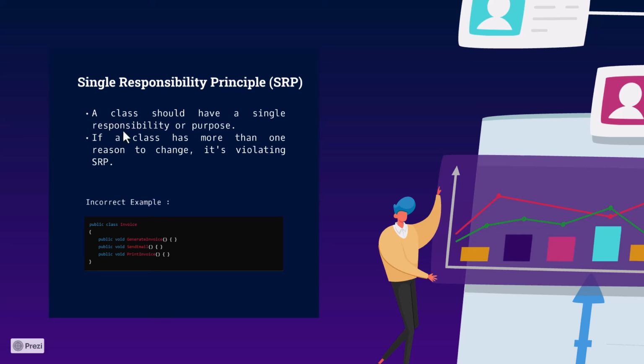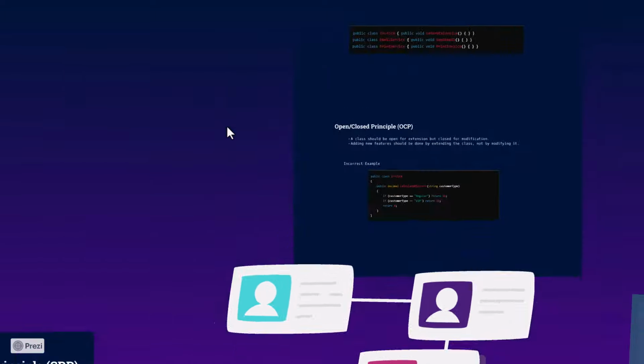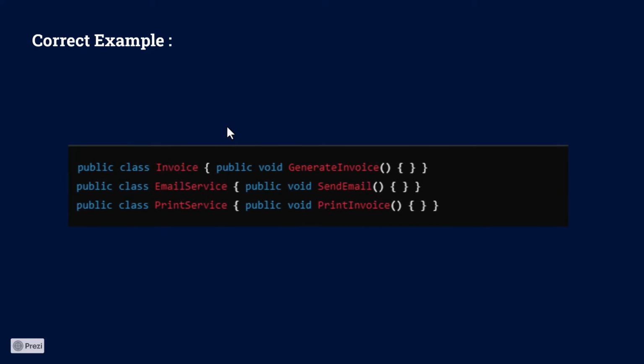Based on the principle, a class should have a single responsibility or purpose. This class has 3 different responsibilities, which is not following the principle. So what could be a better approach? The best option is this one: to have a specific class for each, with its own public void generate invoice, for example, on Invoice, send email on EmailService, and print invoice on PrintService. So each class has one single responsibility.